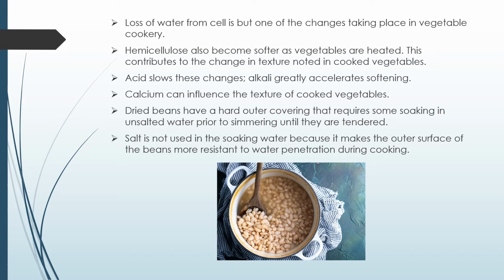Calcium can influence the texture of cooked vegetables. Dried beans have a hard outer covering that requires some soaking in unsalted water prior to simmering until they are tender. So salt is not used in the soaking water because it makes the outer surface of the beans more resistant to water penetration during cooking. Many times it is discouraged to soak the beans with salted water.